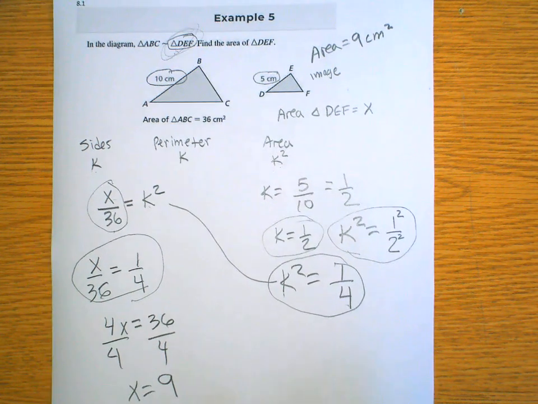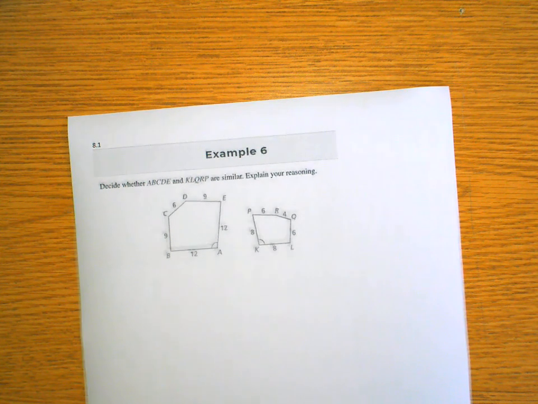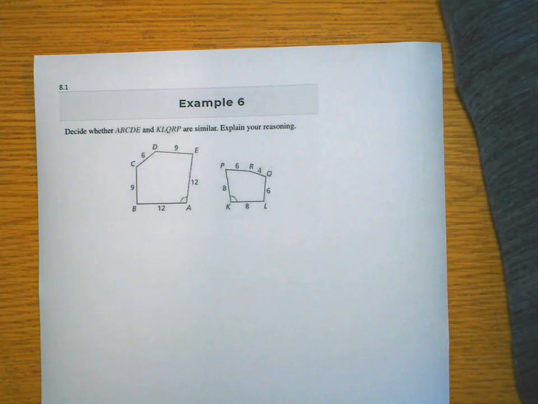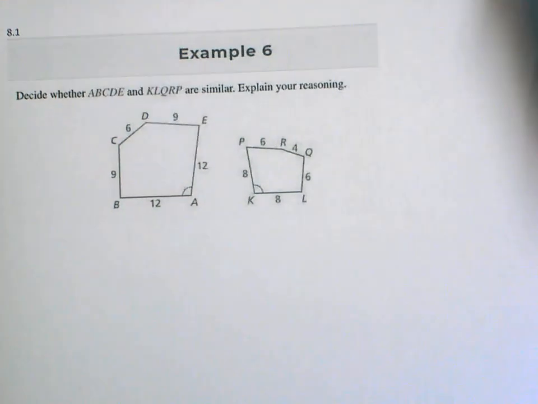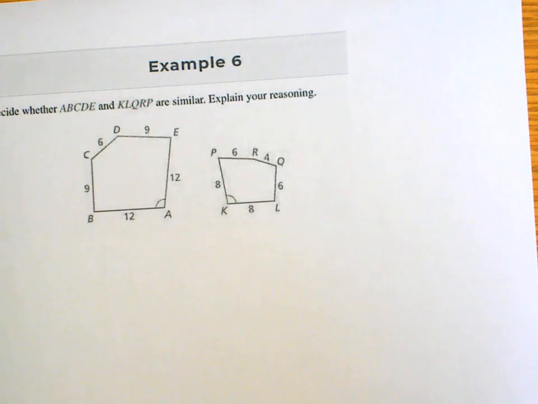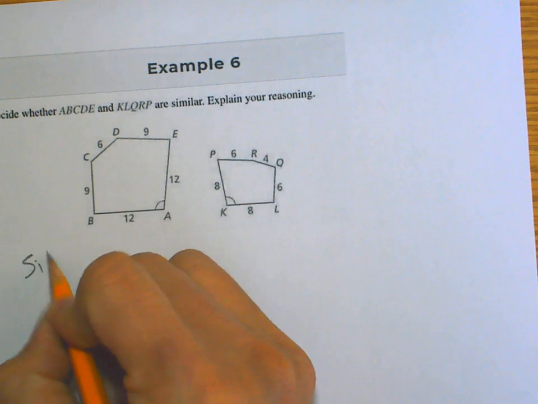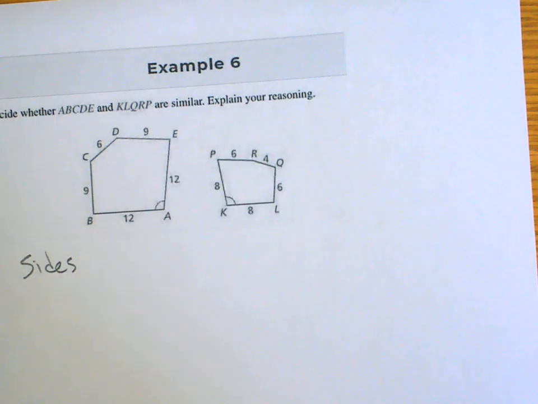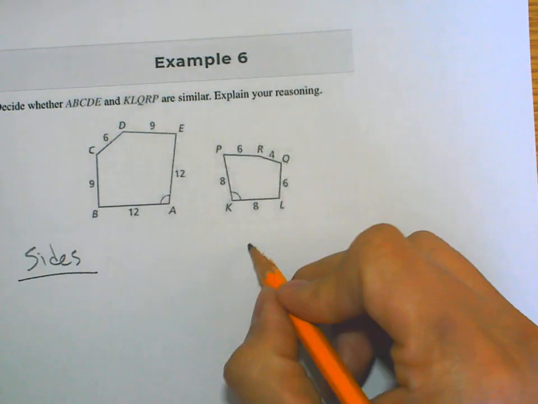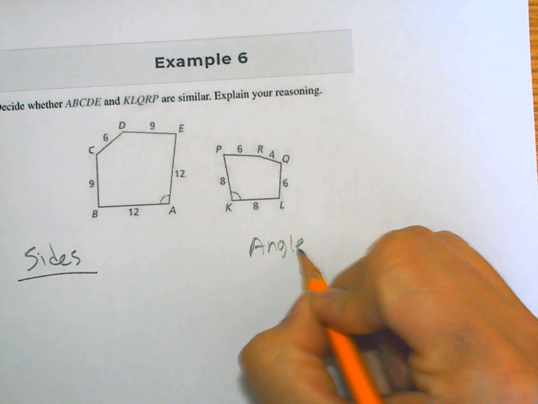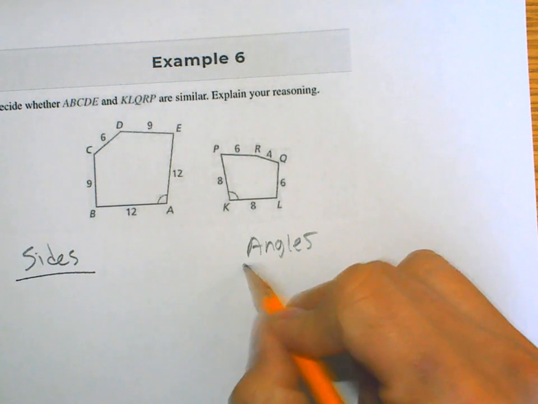All right, let's take a look at the last one, number 6. For this last one, it says decide whether these two are similar. So remember, we have to look at two things. We have to look at the ratio of the sides. We have to find that the scale factors of the sides are all the same, and also that the angles are the same.